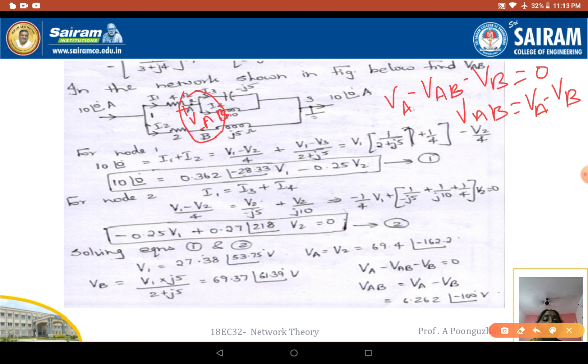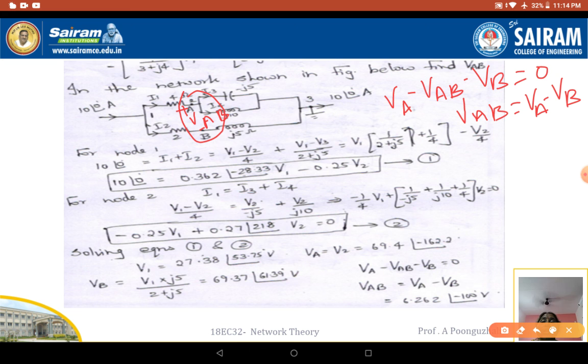Now to find VAB, I need VA and VB. VA I can assume to be node V2, so I should find V2. And VB is not a node, but I have to find the voltage across j5. For node 1, 10 phase angle 0 is equal to I1 plus I2. I1 is V1 minus V2 divided by 4 plus V1 minus V3 divided by 2 plus j5. If I simplify it, this is your first equation.